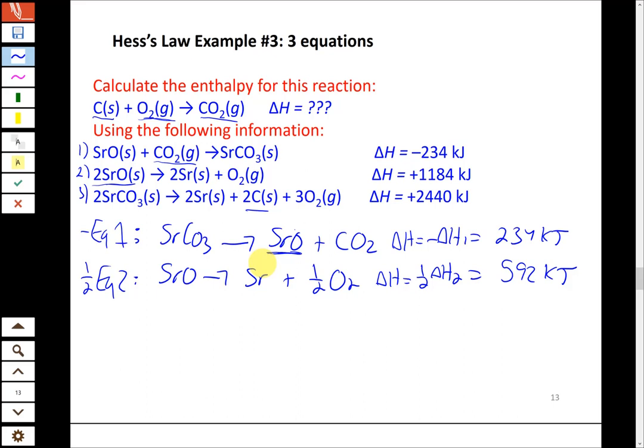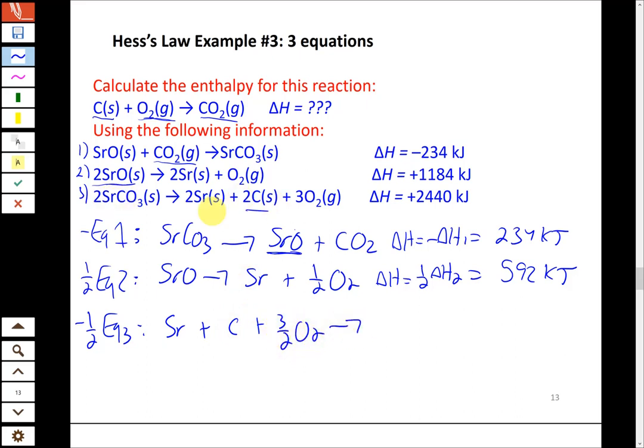And then finally for equation 3, there's a lot of different ways we can look at it. Probably the simplest of those is to say, well, okay, our equation of interest has carbon as a reactant. This one has 2 carbons as a product, so we're going to have to flip it to the other side, and we're going to have to multiply the coefficients by 1/2 to make this a coefficient of 1 instead of 2. So we're going to do minus 1/2 times the third equation, flip it and multiply it by 1/2. So what that ends up with is everything that's on the right side goes to the left, and all the coefficients get cut in half. So it's going to be Sr plus C plus 3/2 O2.